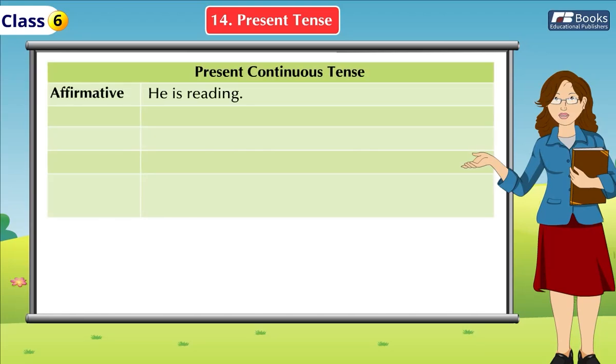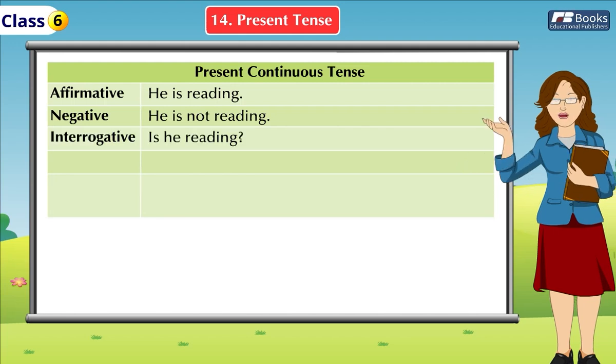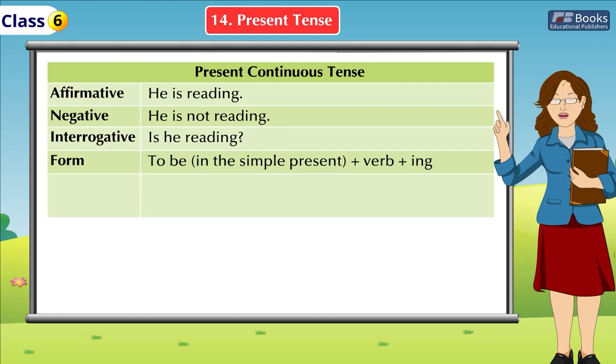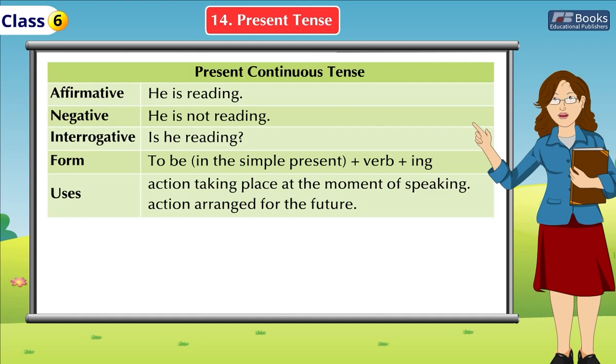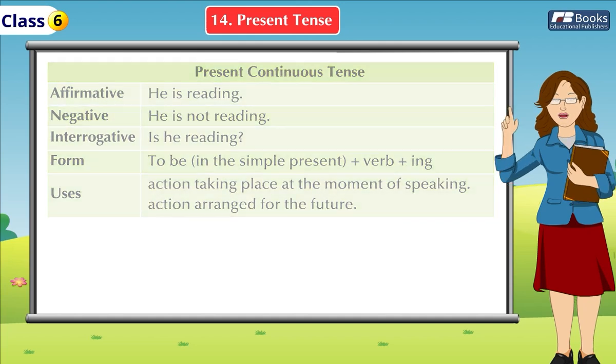Present continuous tense. Affirmative: he is reading. Negative: he is not reading. Interrogative: is he reading? Form: to be in the simple present plus verb plus ing. Uses: action taking place at the moment of speaking. Action arranged for the future.